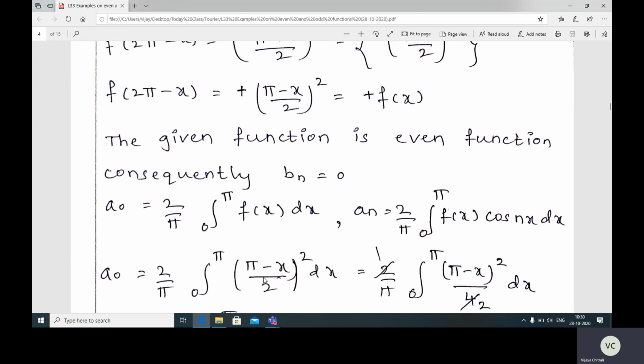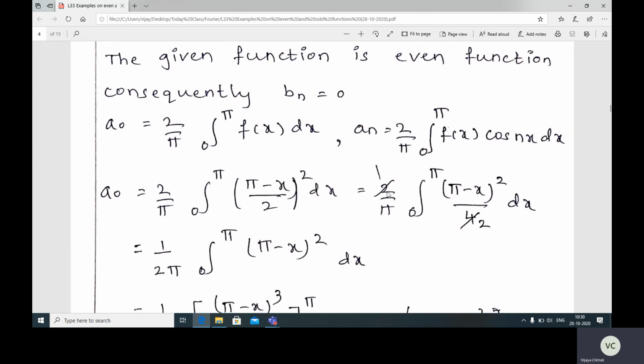So the next step will be 2 by pi, (pi minus x) raised to 2 divided by 4. The 2 ones are 2 twos are, so take this 2 outside. So we'll get as the next step 1 upon 2 pi integration from 0 to pi of (pi minus x) raised to 2 dx.